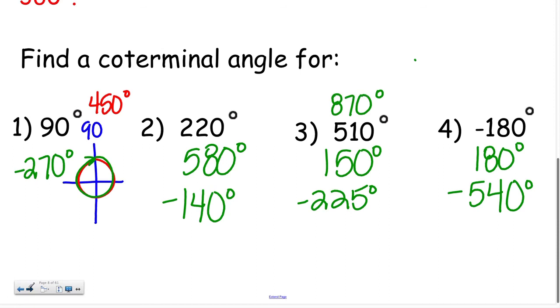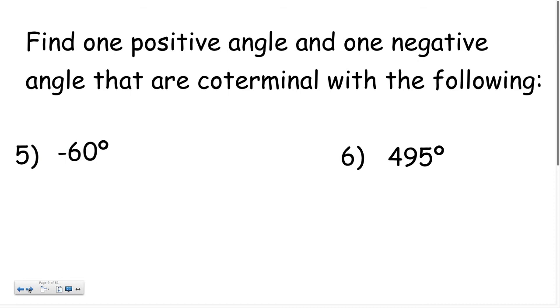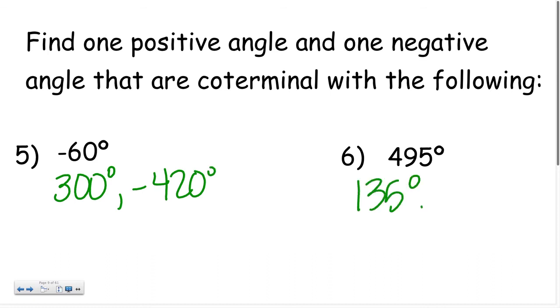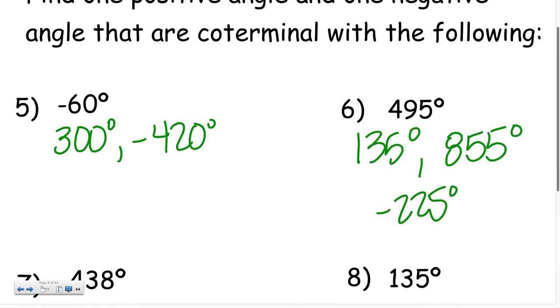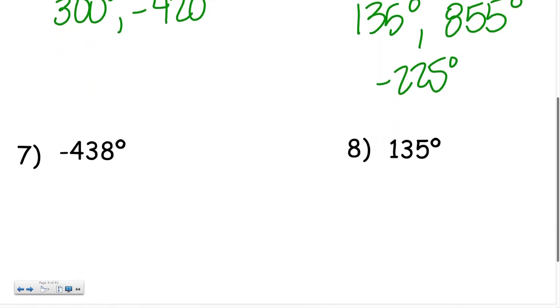So, bottom of page 4, find one positive and one negative angle that are coterminal. So I'm just going to list up, pause it and you try it. I'm just going to list up a few possible answers. And as long as you're adding and subtracting 360, and one of them's positive, one of them's negative, you're good to go.